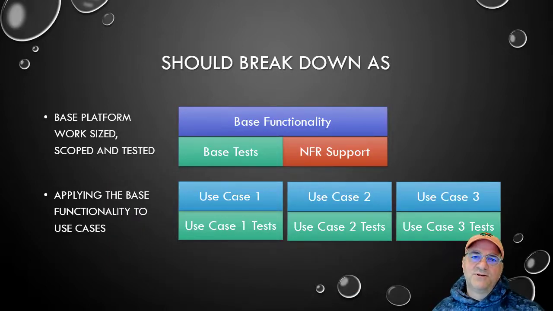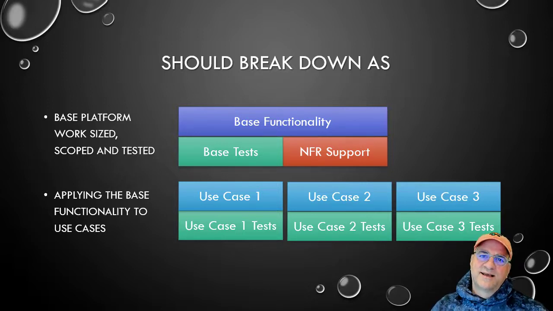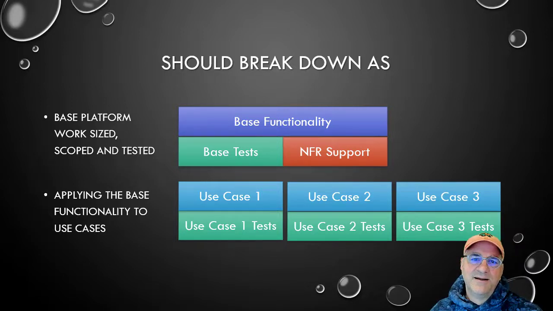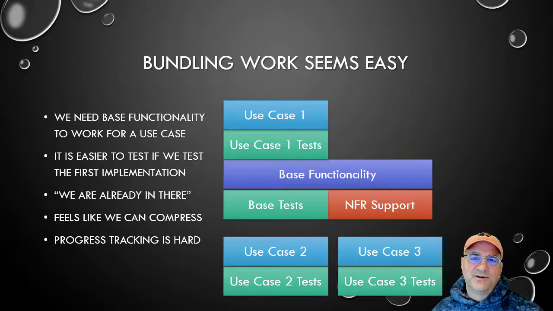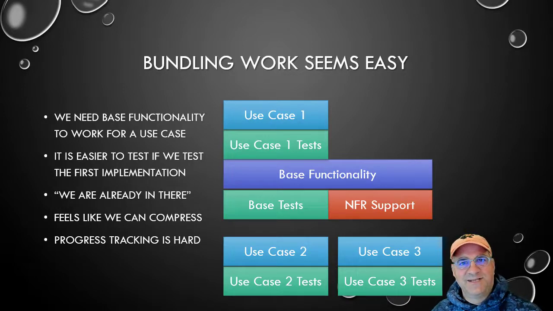Really what we want to do is the breakdown in the user stories or in the features for this. We should break out the base functionality, the base tests, and the NFR support in one set of user stories or features, maybe more than one. And then each one of the use cases with its tests should be isolated. What does this mean? That means that use case 1, 2, and 3 here probably should be similarly sized, but we've got all this other work to do. And sometimes what we'll do is we'll actually bundle those together. So bundling seems easy, and it's because we're going to be in there anyway.